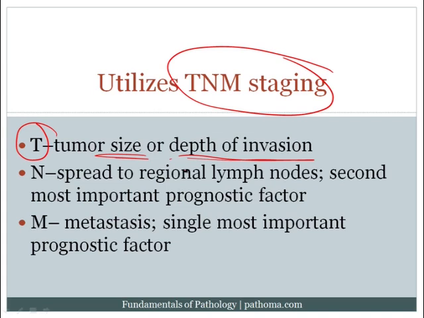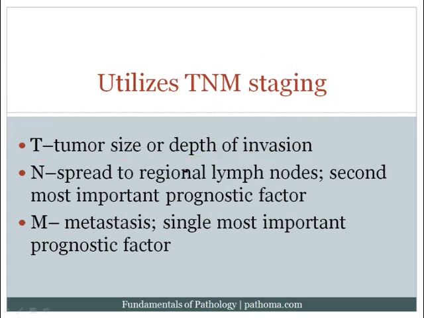The N in the TNM refers to the spread to regional lymph nodes. This is the second most important prognostic factor. And the M refers to distant metastasis, i.e. away from the regional lymph nodes. And this is the single most important prognostic factor. Metastasis is the single most important prognostic factor in the TNM staging system. And you do need to be aware of that as well.